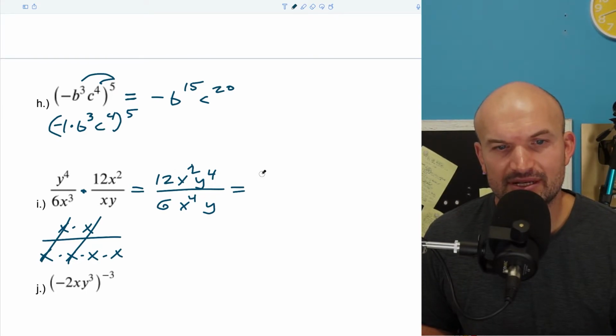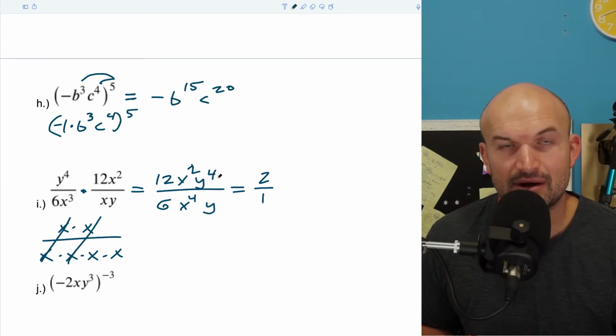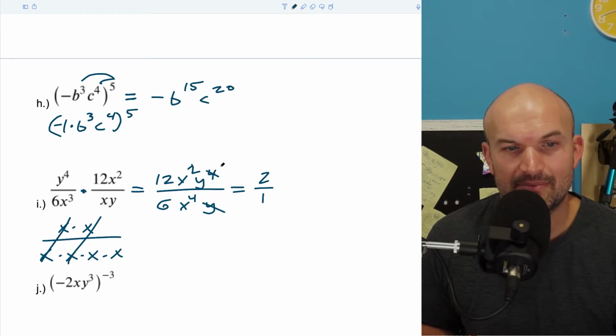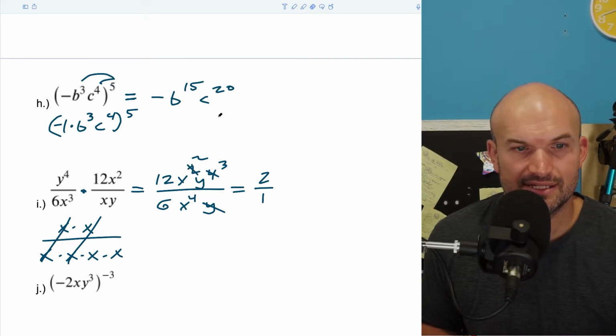12 over 6, that can be divided to a 2 over 1, right? And then a y fourth over a y to the 1st power. I can divide out one y on the top and bottom. That's going to give me a y cubed. Man, I'm having trouble here. So that's going to be 0 for the x exponent in the numerator, and that's going to be 2 in the denominator.